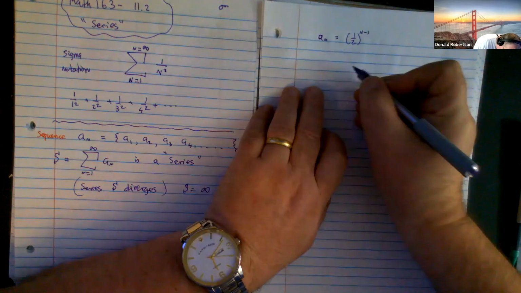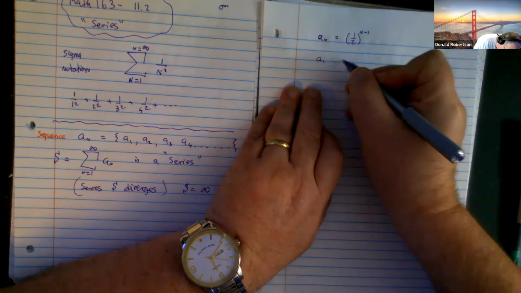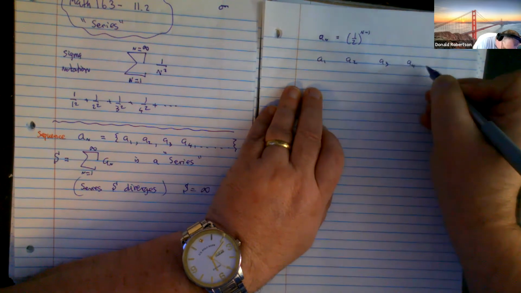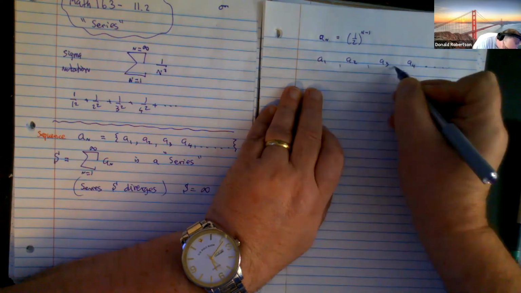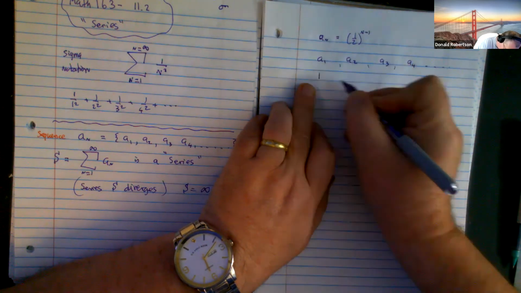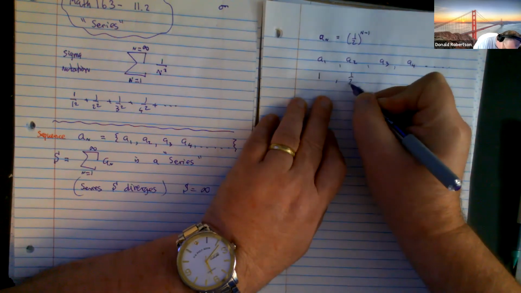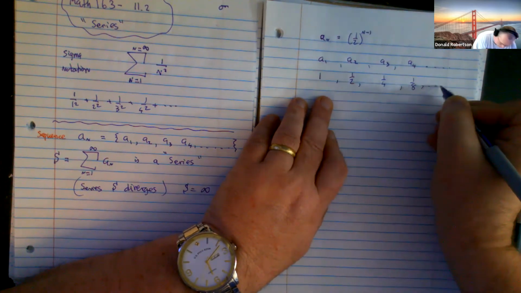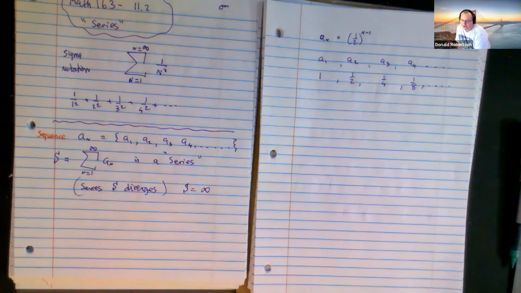Now, if you plug in, there's A1, there's A2, there's A3. I guess I'll need to go to A4, right? Dot, dot, dot. If you plug in 1, you get a half to the power of 0, which is 1. Then you get a half. Then you get a quarter. Then you get an eighth, forever. Are you comfortable? That's what that sequence would look like. So far, so good.